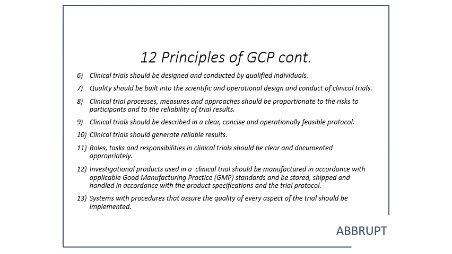Clinical trial processes, measures and approaches should be proportionate to the risk to participants and to the reliability of trial results. Clinical trials should be described in a clear, concise and operationally feasible protocol. Clinical trials should generate reliable results. Roles, tasks and responsibilities in clinical trials should be clear and documented appropriately. Investigational products used in a clinical trial should be manufactured in accordance with the applicable good manufacturing practice standards and be stored, shipped and handled in accordance with the product specifications and the trial protocol. Systems with procedures that assure the quality of every aspect of the trial should be implemented.